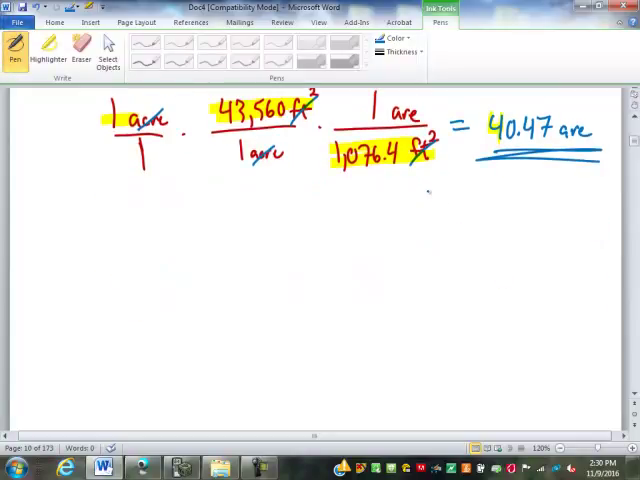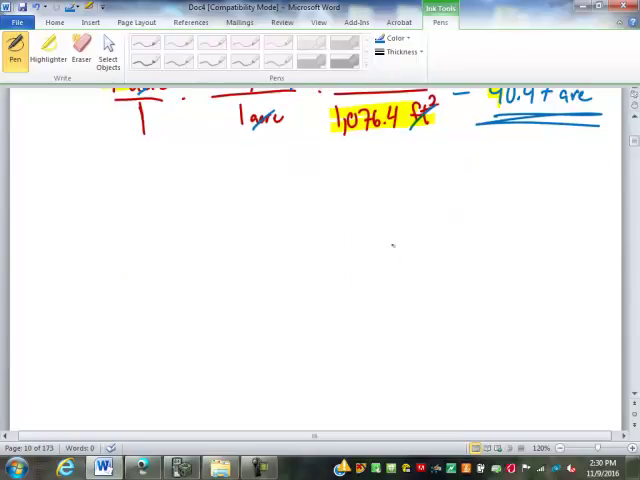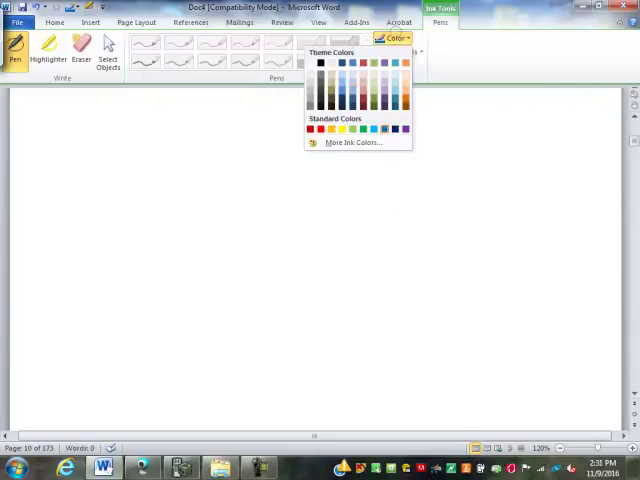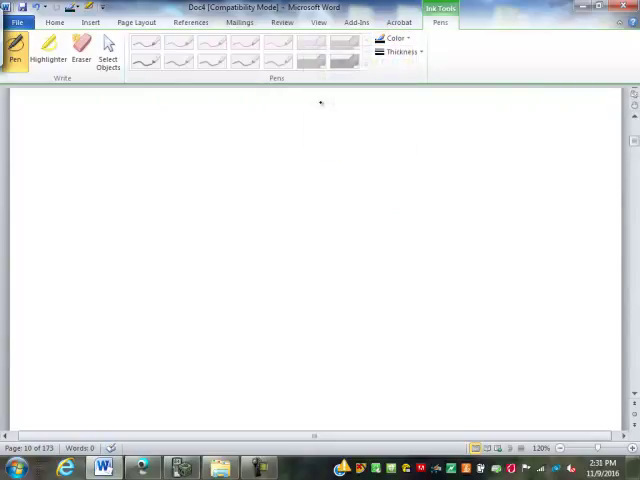A 40 would be over $1,600, by the way. Okay, so enough of that. The next step, we've done our area conversions. Let's take a look at volume conversions.